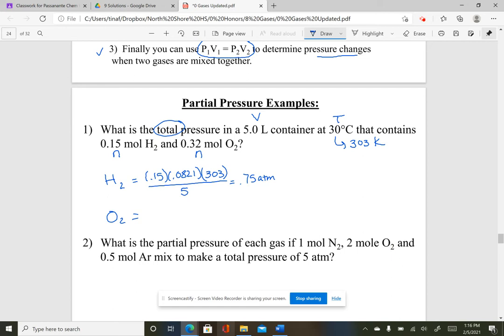I would do the same thing with oxygen. My number of moles is different. My R is still the same. My temperature is the same, and my volume is the same. If I throw this in my calculator, I get 1.6 atm. So each gas is exerting its own pressure. And if I want to find P total, I have to add those up. So 0.75 plus 1.6 is 2.34 atm.